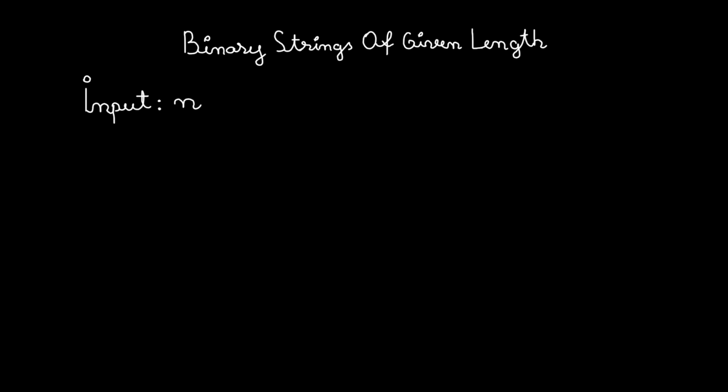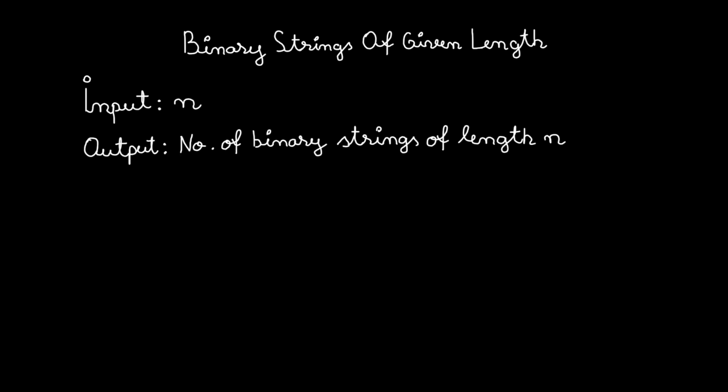So we are given a positive integer n, and we should return the number of binary strings of length exactly n. As you might know, this is a classic mathematical problem, and its answer is given by the formula 2 at power n. And let's see why that is.